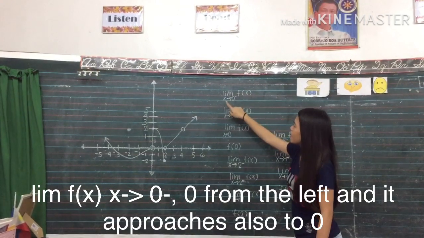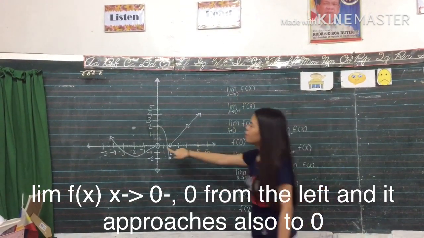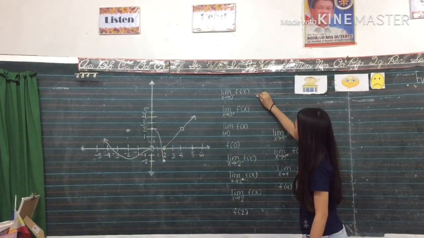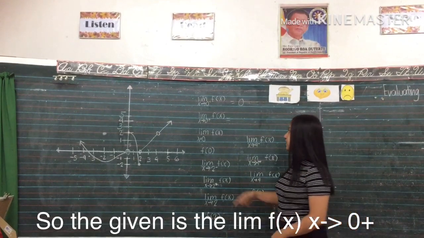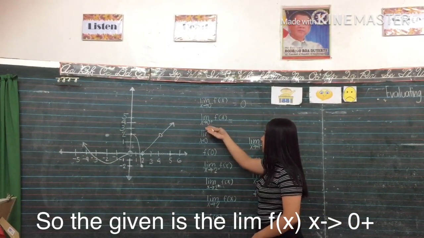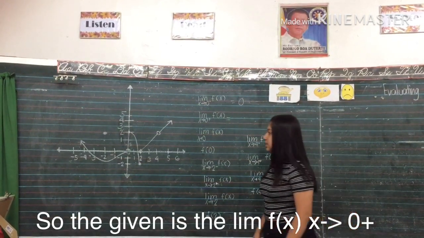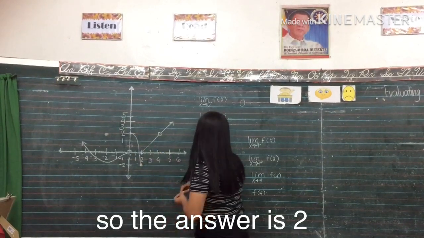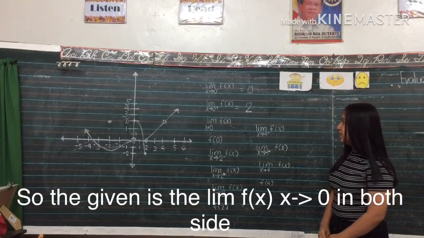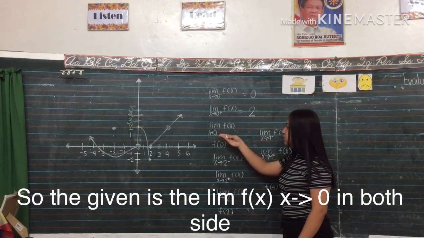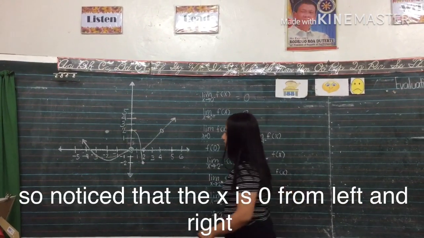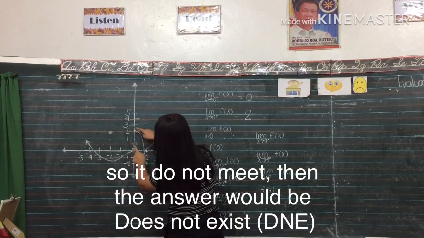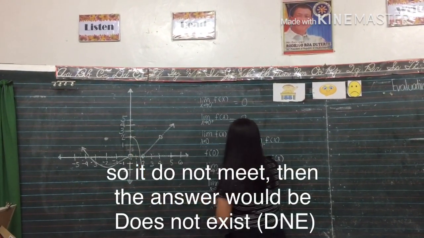Limit of f of x as x approaches 0 from the left. 0 from the left, and it approaches also 0, so the answer is 0. The given is the limit of f of x as x approaches 0 from the right. Notice that x is 0 and it approaches 2, so the answer is 2. The given is the limit of f of x as x approaches 0 from both sides. Notice that x is 0 from the left and right, so they do not meet, then the answer is does not exist.